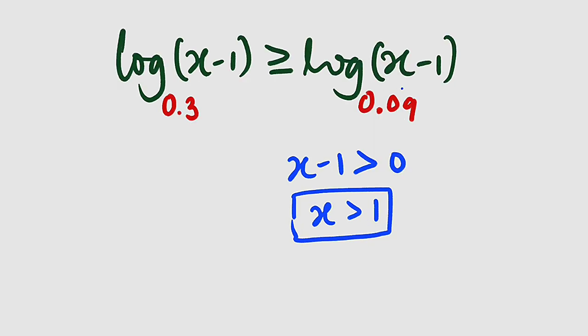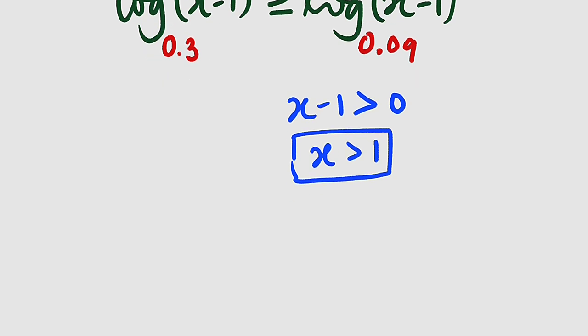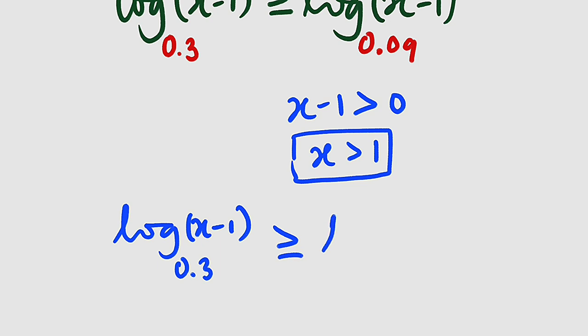And secondly, you should know that 0.09 is the same thing as 0.3 squared. So let us rewrite it. We have log of x minus 1 with the base of 0.3 greater than or equal to log of x minus 1 with the base of 0.3 squared.